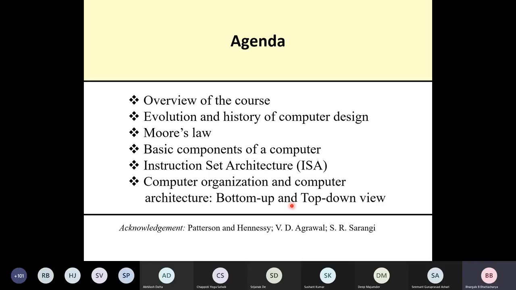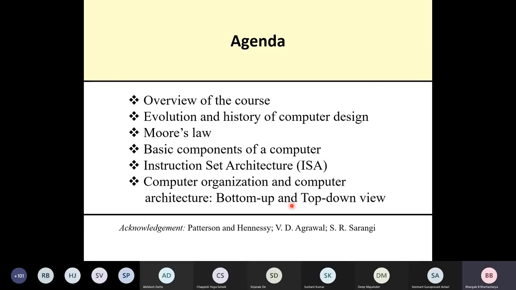Now, as the name suggests, organization is the collection of the basic components, how they are interconnected or how they are organized, right? So we are essentially concerned with understanding what are the basic hardware components which are needed in order to build the machine. And how to go further down in order to design those individual components. So that's the domain of computer organization.